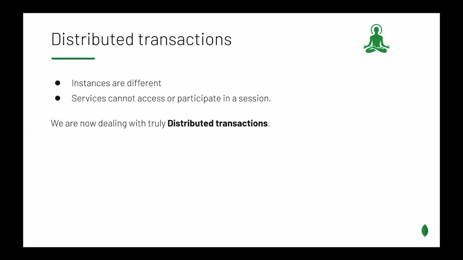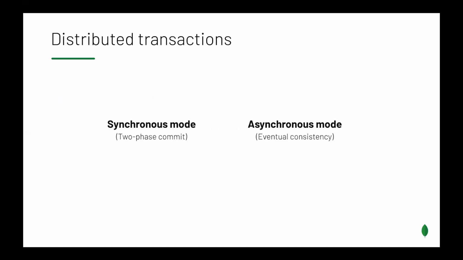The question here then is, how do we keep the database operations atomic? There are two ways in which we can approach distributed transactions: synchronous or two-phase commit, or asynchronous or eventual consistency. Let's take a look at distributed transactions.